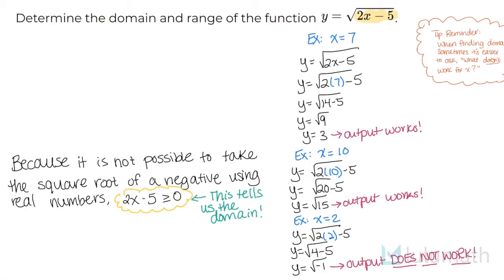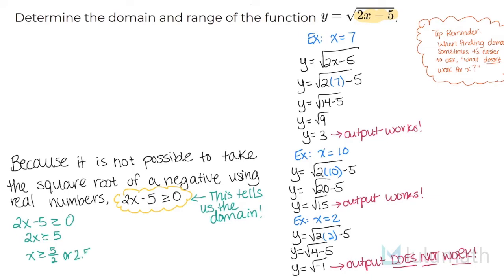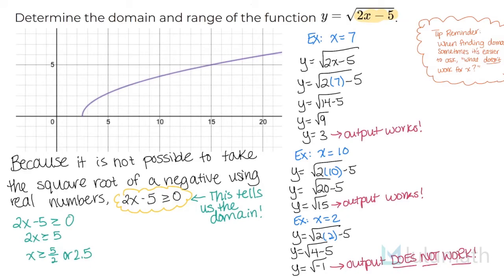Now all we have to do is just isolate x. So I will add 5. So 2x is greater than or equal to 5. So x is greater than or equal to 5 over 2 because I'll divide everything by 2, or 2.5. Now let's take a look at our graph. If you see here, our graph starts at 2.5 and it doesn't go any farther to the left of 2.5. This is the starting point on my x-axis.